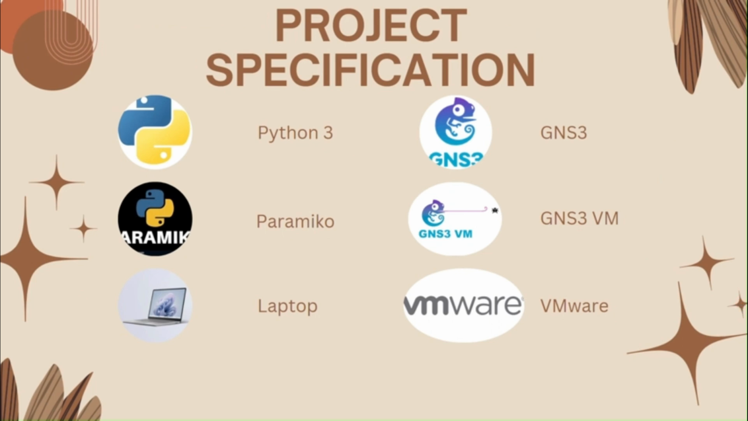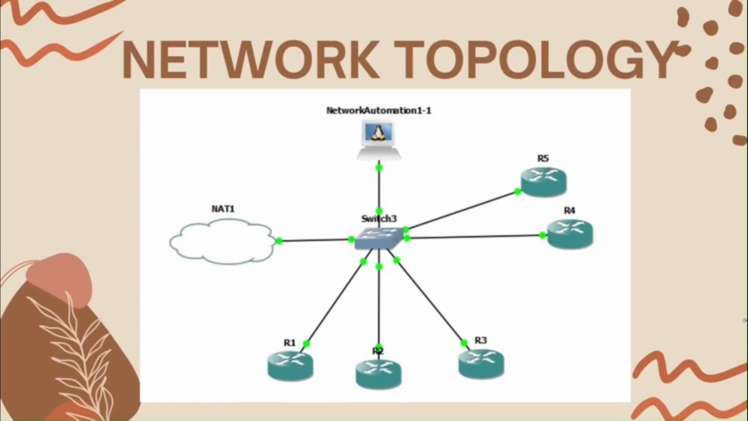Moving on to project specification, we will be using the following apps and tools, which are Python 3, Paramiko, a laptop, GNS3 for the virtual machines, and VMware, which is a virtual machine to run the GNS3. The last one is network topology. As you can see, we have one switch, 5 routers, and one NAT, and the last one, which is the most important one, is the network automation.